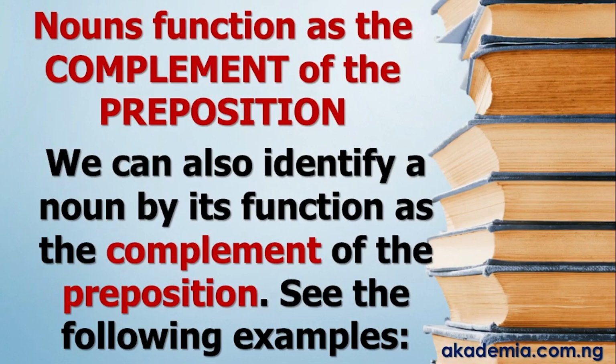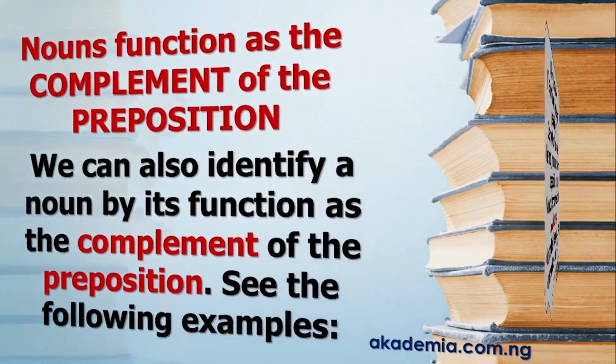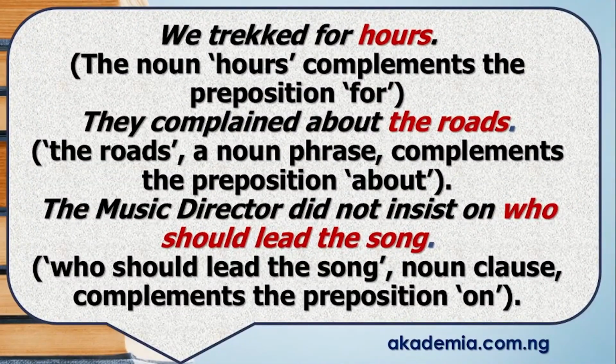We can also identify a noun by its function as the complement of the preposition. Let's see the following examples to further drive home the point. We trekked for hours. We trekked is a complete sentence on its own, but there's an introduction of a preposition, and that preposition has a complement. Now, the complement of the preposition for here is hours. So the noun hours complements the preposition for.